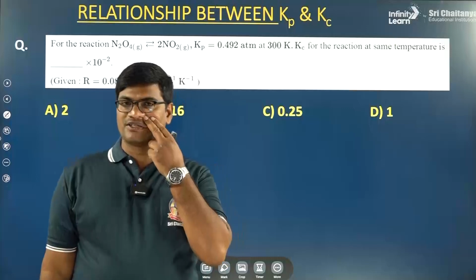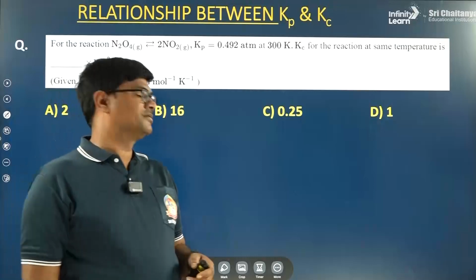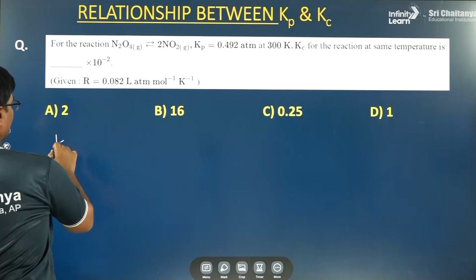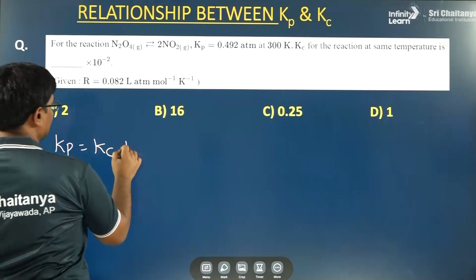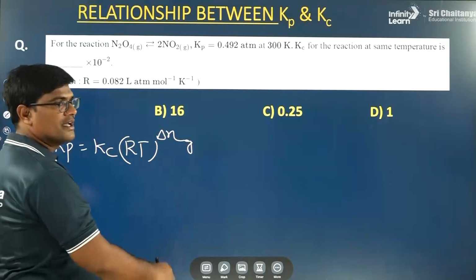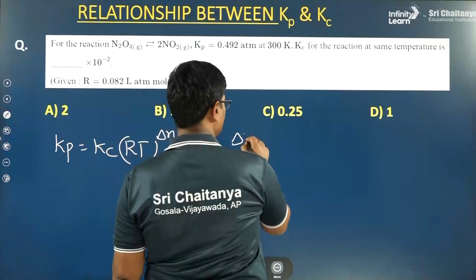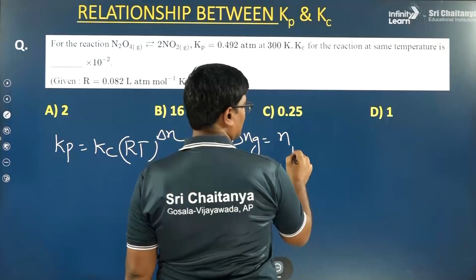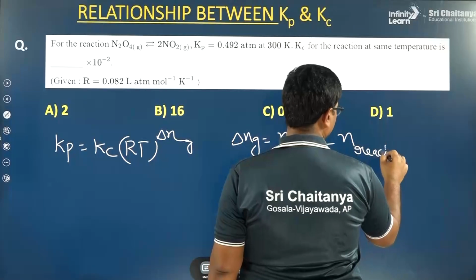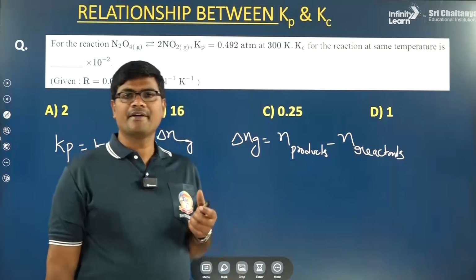The next question is a very simple question that we know. These are well known questions about the relationship between Kp and Kc. Now what is the relation, friends? If a chemical reaction is given, the relation between Kp and Kc is Kp is equal to Kc (RT) whole power delta Ng. What is this delta Ng? The delta Ng is the number of moles of gaseous products minus the number of moles of gaseous reactants.